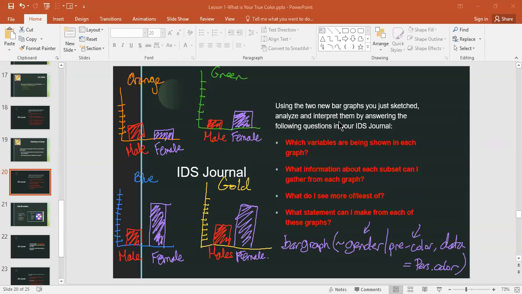Okay, so let's see. What do I see more of or least of? What are you seeing more of or least of? Let's hear from Samai. Samai, what are you seeing more of or least of? Oh, looks like Samai's not quite ready yet. Okay, that's okay.